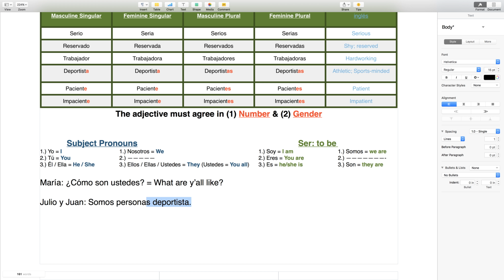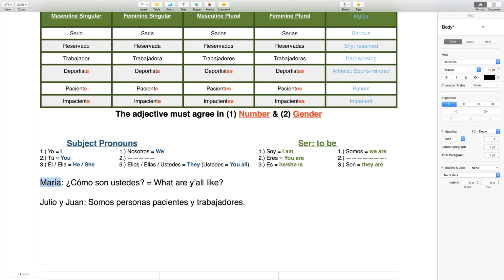Somos personas. Let's say that they're patient and hardworking. Okay, there's two guys here, masculine and plural. And so they're patient and they're also hardworking. Somos personas pacientes y trabajadores. That's where we got those from.